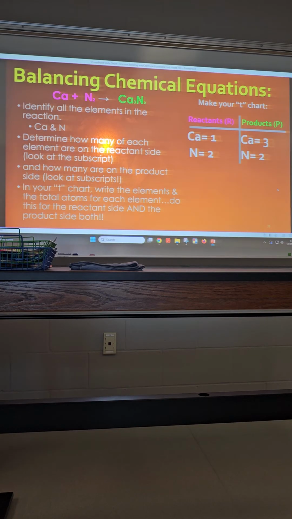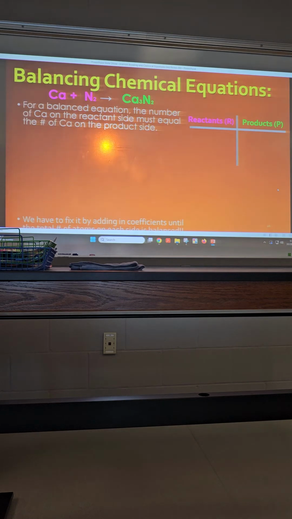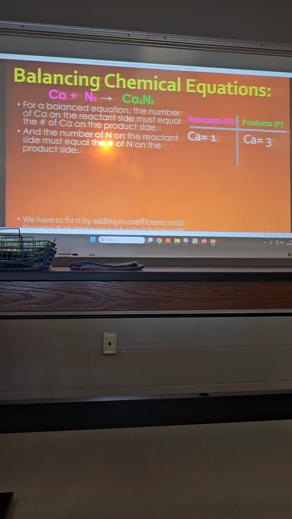Now we're going to go to slide 40. So, for a balanced equation, the number of Ca's on the reactant side must be equal to the number of Ca's on the product side. So, if I update my Ca's, I have 1 and I have 3. Are those the same? No. So is this equation balanced the way it is?